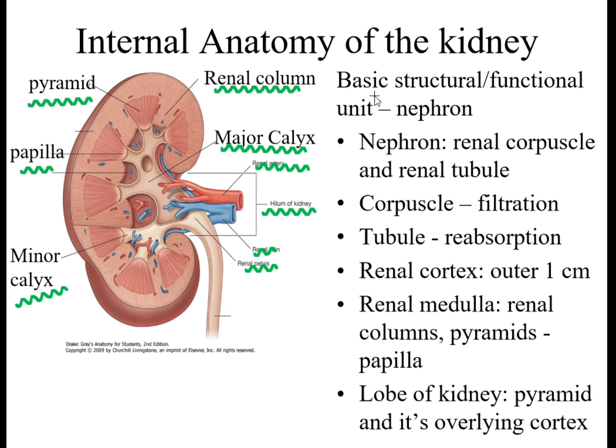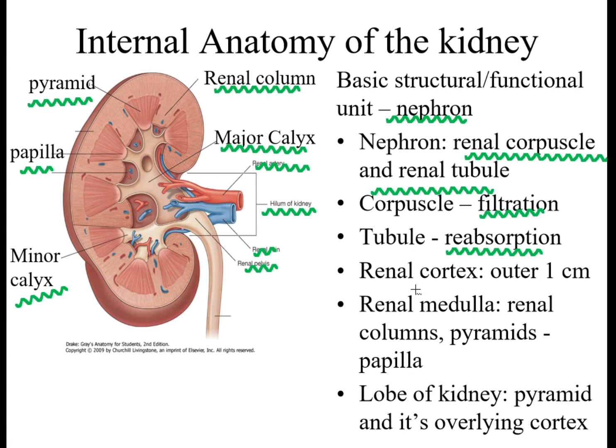Here you can see the basic structural and functional unit of the kidney, known as the nephron. The nephron consists of the renal corpuscle and renal tubule. The corpuscle means filtration; it is the filter. And the tubule is for reabsorption. In the tubule, reabsorption takes place, okay?